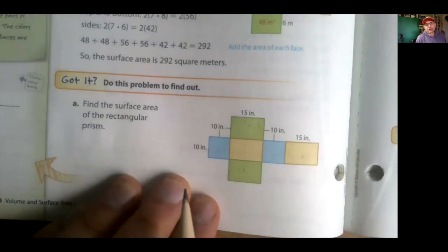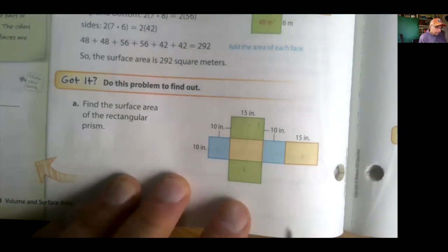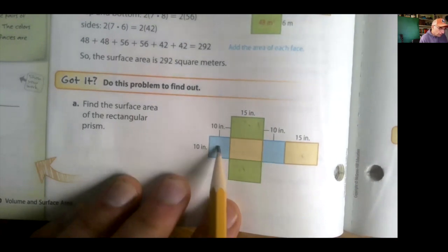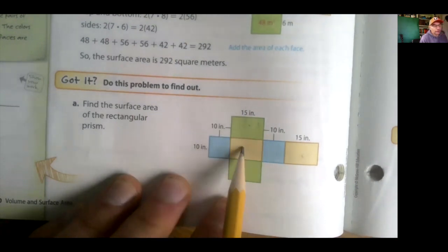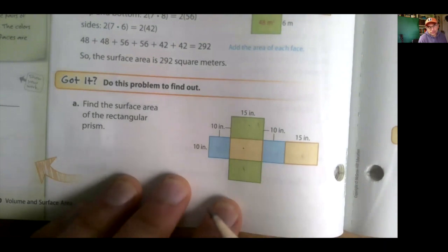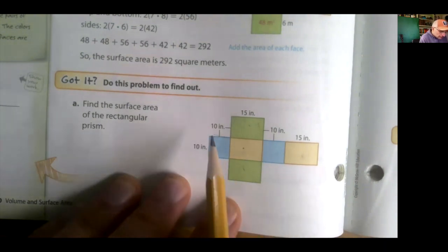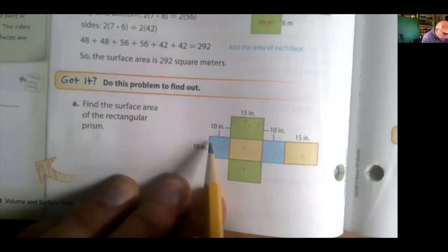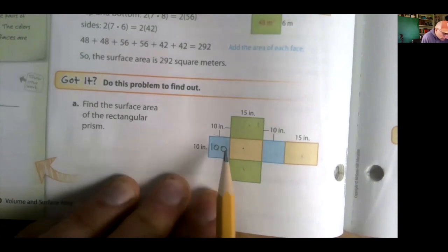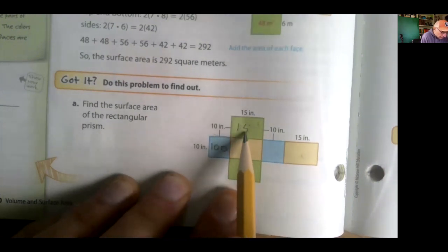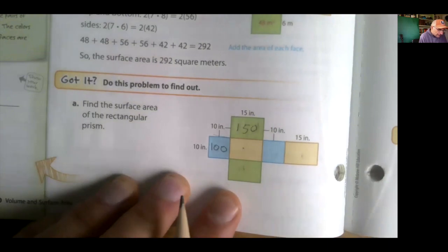So we want to find the surface area of this rectangular prism. So we have to find the surface area. Now, we only need to find the surface area of one blue one, one green one, one yellow one, and then we just do times 2, double it. So this one is going to be 10 times 10, which is pretty easy. That's 100, right? This one is going to be 10 times 15. 10 times 15 is 150. Then you have the yellow one.